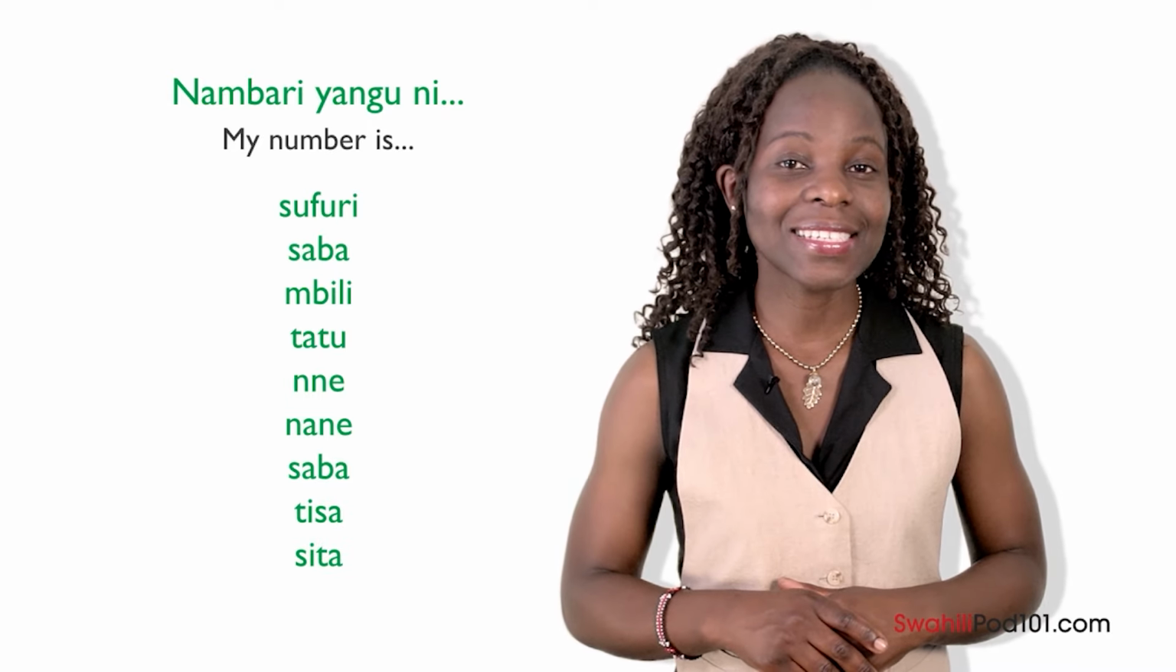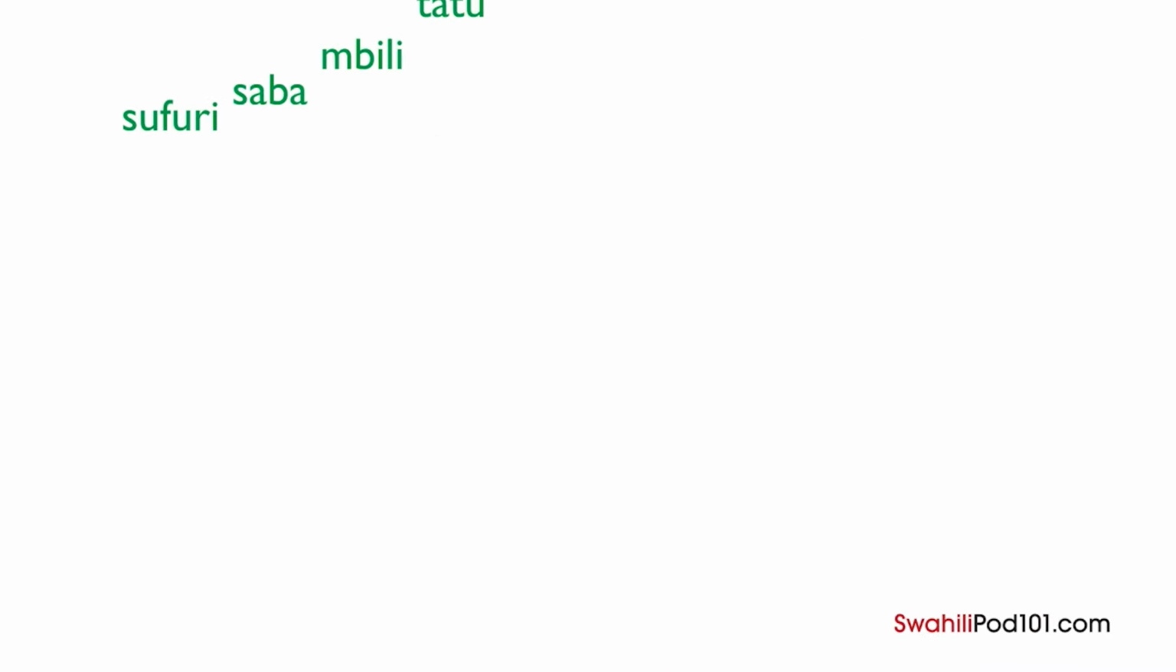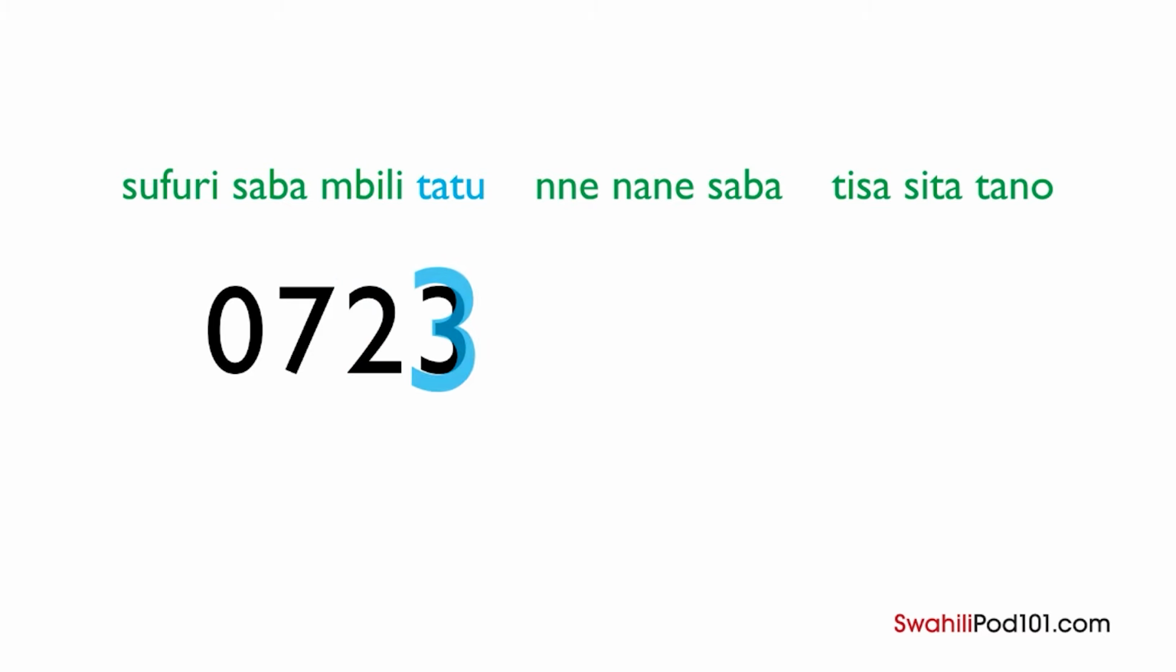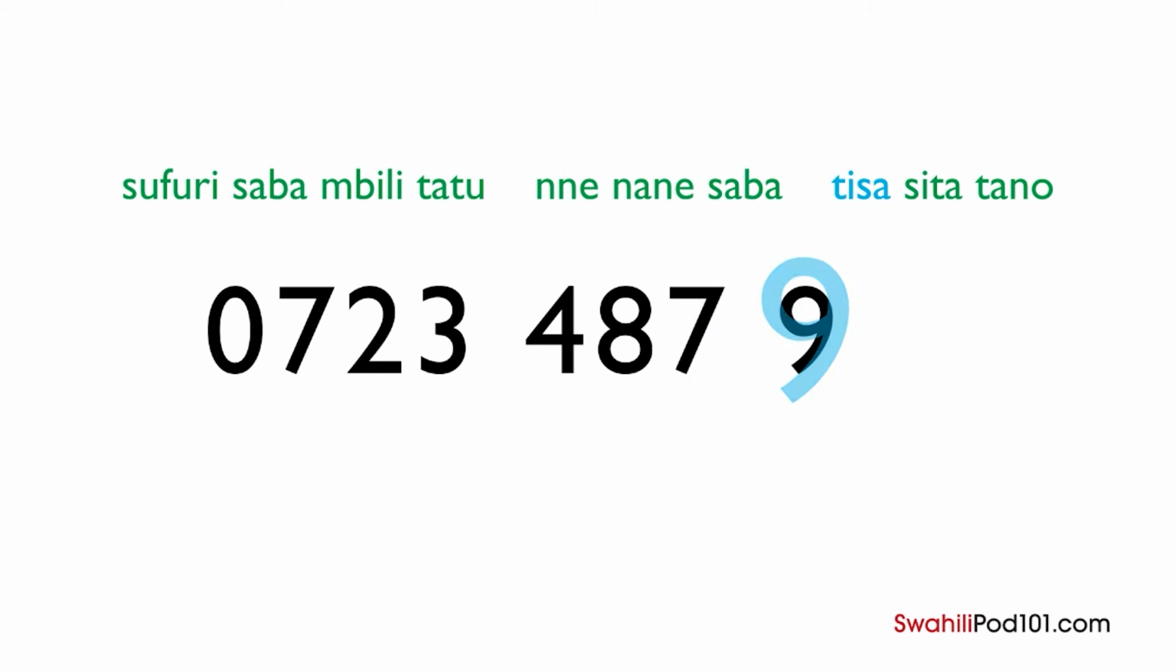Sufuri, saba, mbili, tatu, nne, nane, saba, tisa, sita, tano. Can you read it by yourself? Sufuri, saba, mbili, tatu, nne, nane, saba, tisa, sita, tano. Perfect. Now, it's time for Medina's insights.